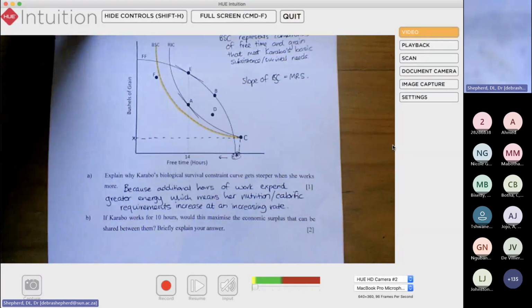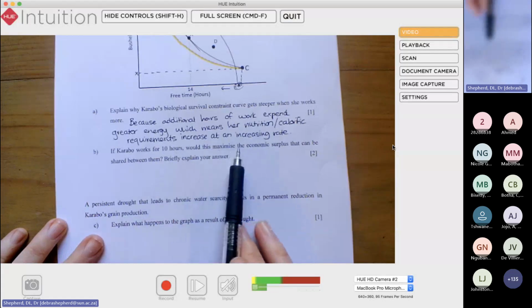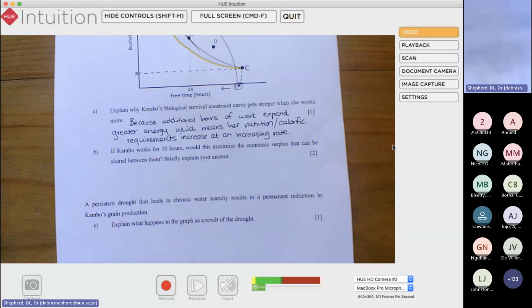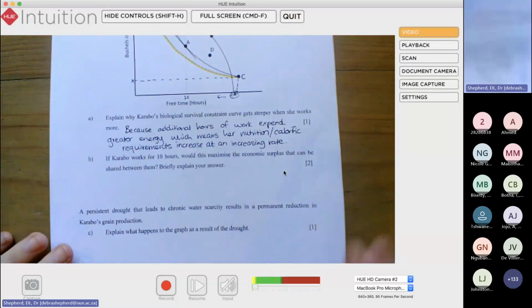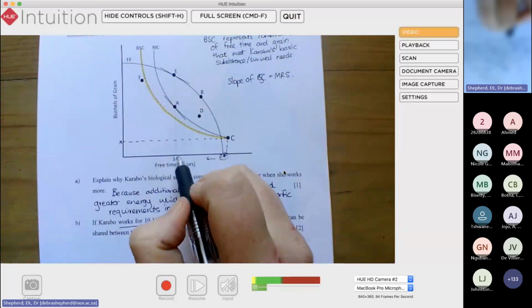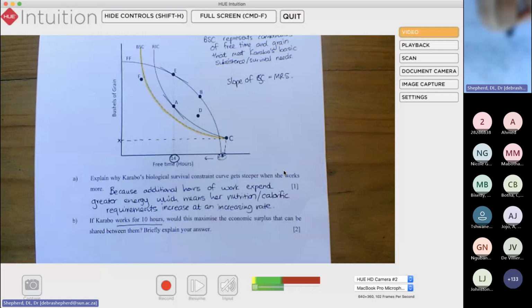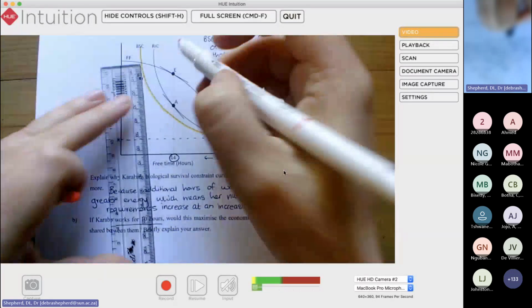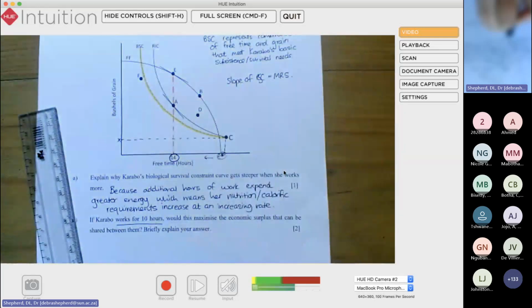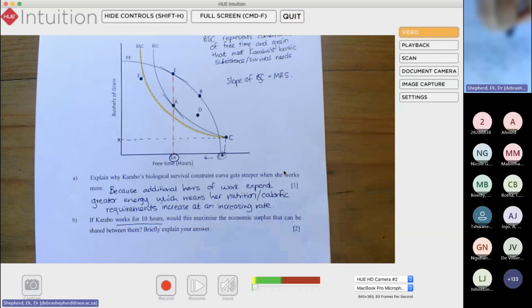But that's going to make you less unhappy than if you are eating enough to work a lot just to survive. The next part of the question then asks, if Karabo works for 10 hours, would this maximize the economic surplus that can be shared between them? Briefly explain your answer. So if Karabo is working for 10 hours, it means that her free time is 14 hours. So we are currently looking at this line over here, having 14 hours of free time and 10 hours of work.